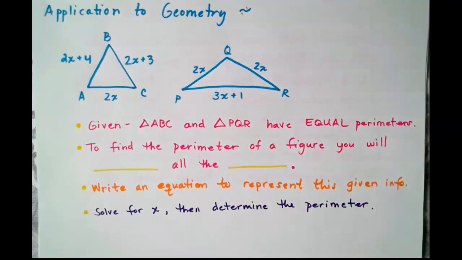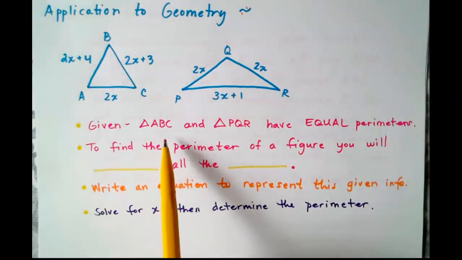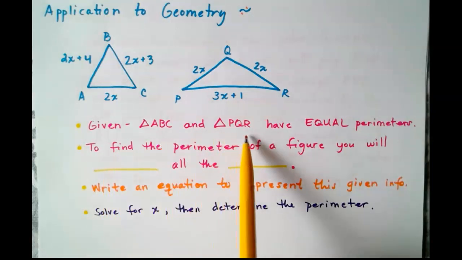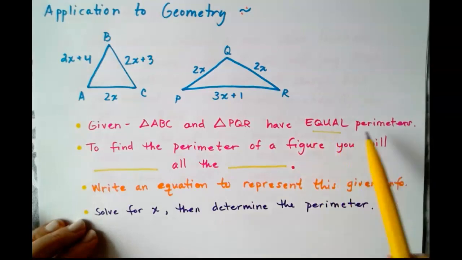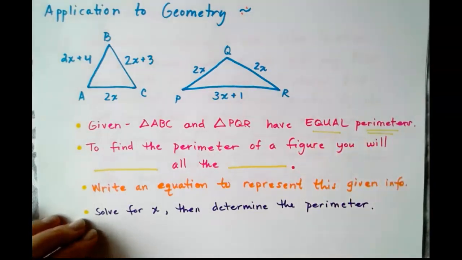In this video, we have some problem solving where we're going to be setting up equations with the variables on both sides. So we're going to start with a geometry application, and this is what is given. Given information is critical here. We've got to read it and assimilate it and understand what's going on. So given triangle ABC and triangle PQR have equal perimeters.